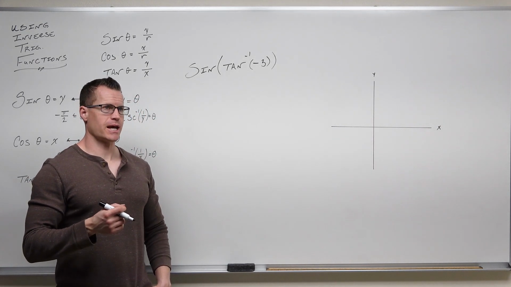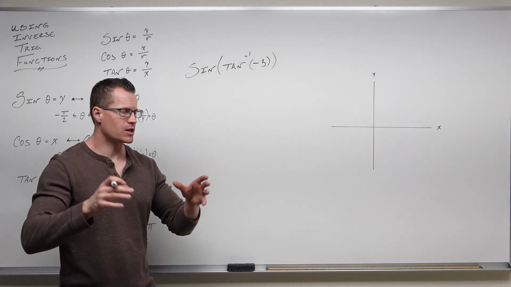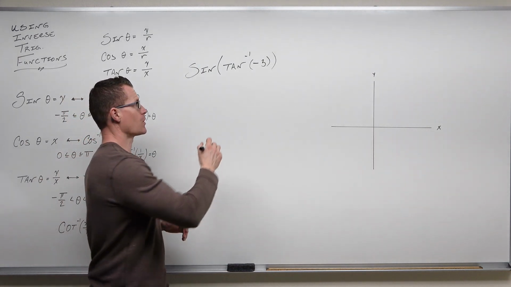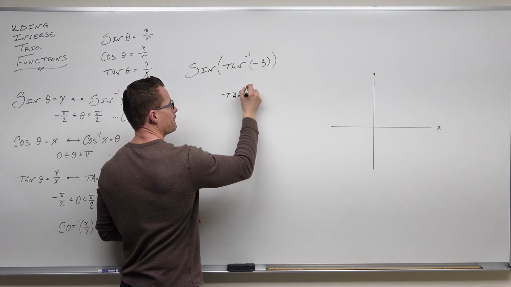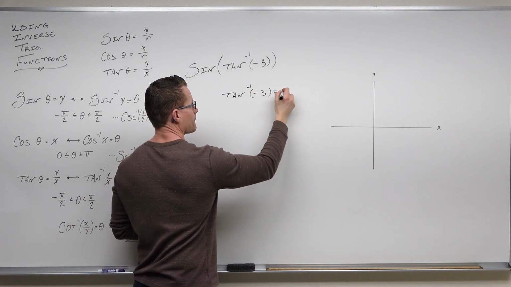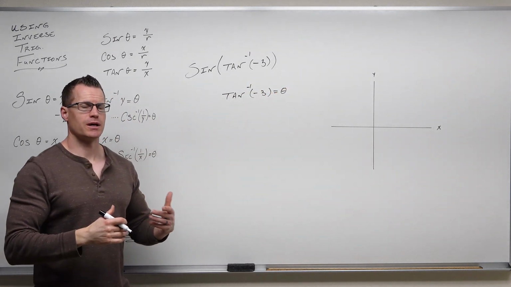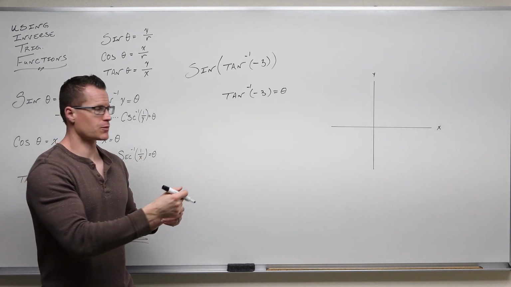So sine of tan inverse of negative 3. Tangent inverse is going to give you out an angle. Let's start with that. This is only true if tangent of the angle is equal to negative 3.